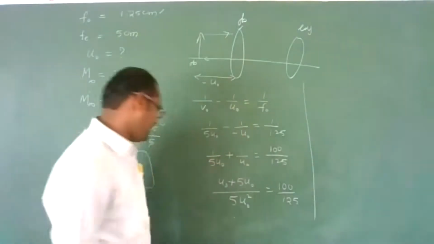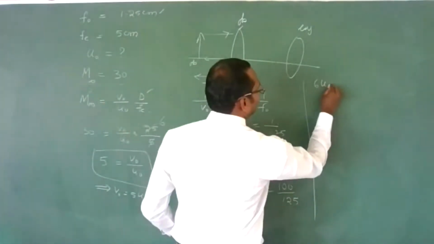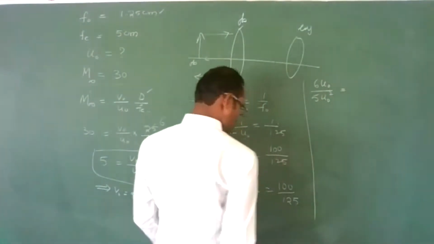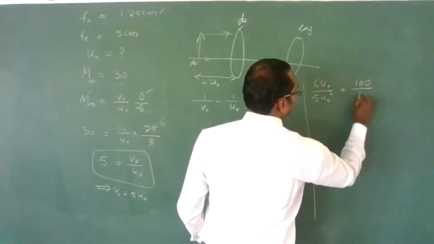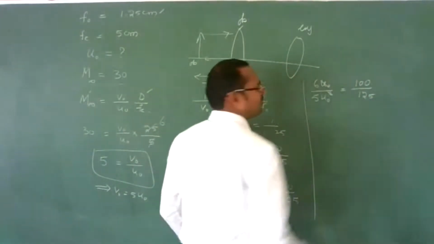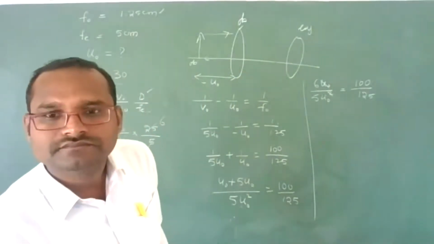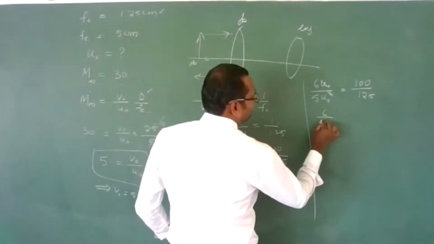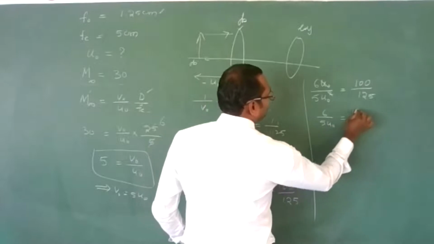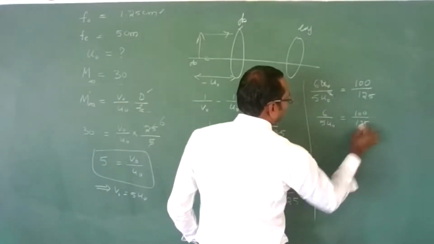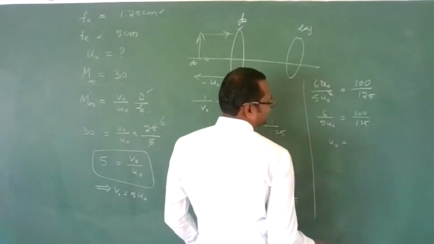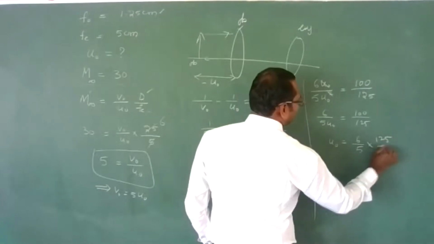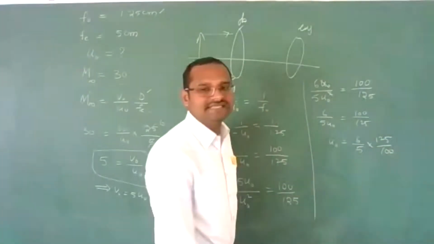Okay. Now what will happen? 6 U0 upon 5 U0 square is equal to 100 by 125. This U0, one U0 cancels. We get 6 by 5 U0 is equal to 100 by 125. U0 side that side, it will become 6 by 5 into 125 by 100. Correct? Yes.